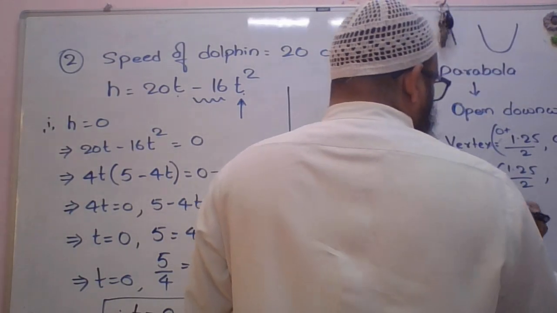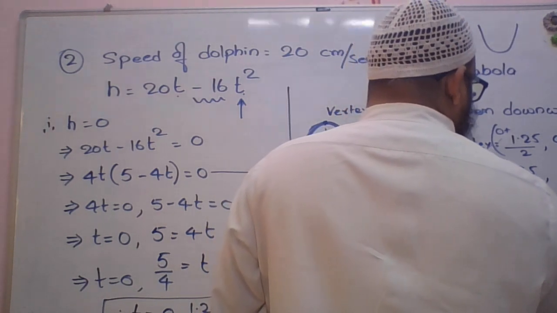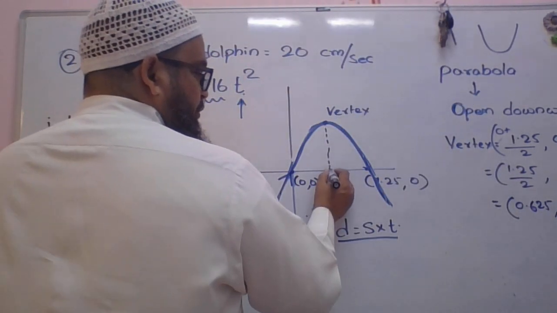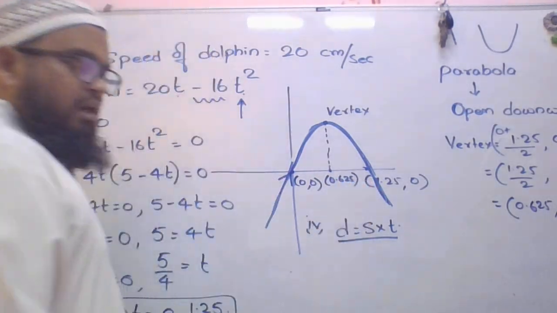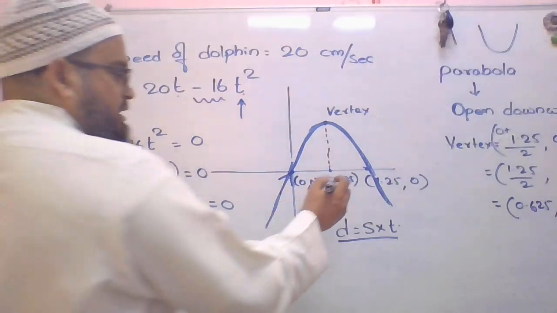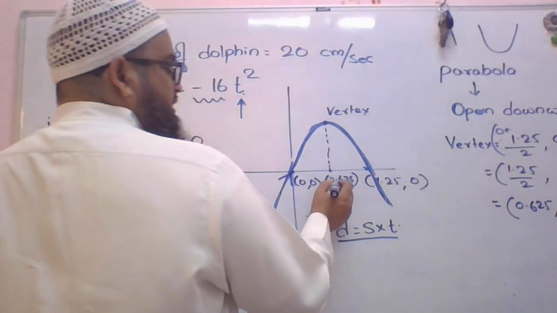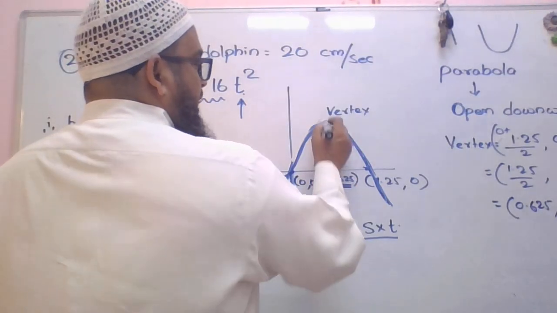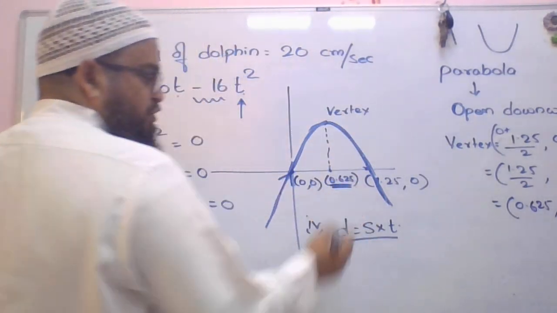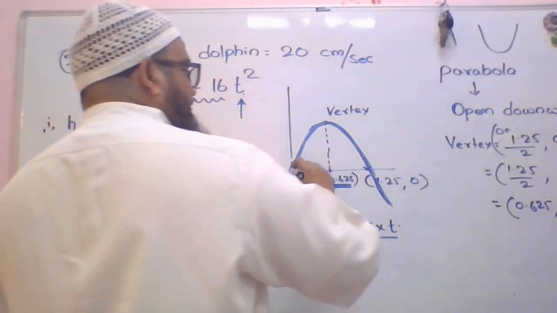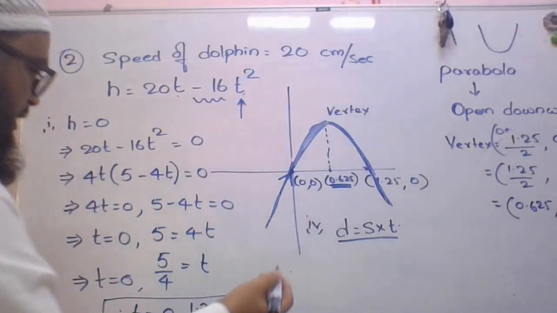What is 1.25 divided by 2? I think 0.625, comma 0. So the midpoint is 0.625. Now you understood, at t, what is t? At t equal to 0.625 seconds, it reaches the vertex. So in 0.625 seconds, what is the distance traveled to the maximum height? So you find it out.